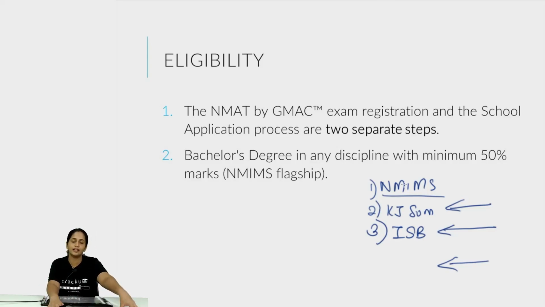You have to check the eligibility criteria of the college that you want to apply to. NMIMS, for example, the only other major eligibility criterion is that you have to have 50% in graduation. You have to have at least a minimum 50% in a bachelor's degree. So these are the eligibility criteria for NMIMS. Each college will have its own eligibility criteria. I suggest that if you have a targeted college, check out its eligibility criteria. For the NMAT exam itself, there is no criteria as such.